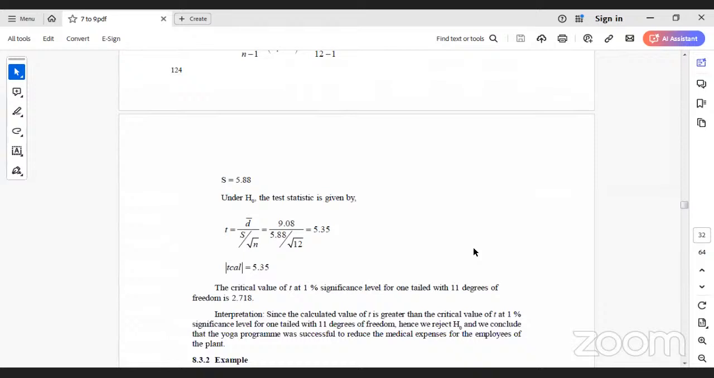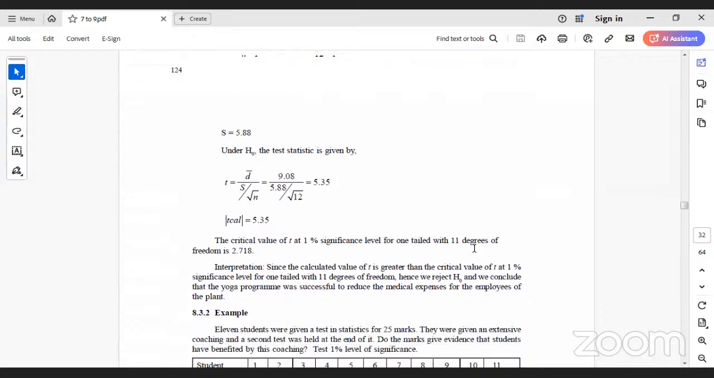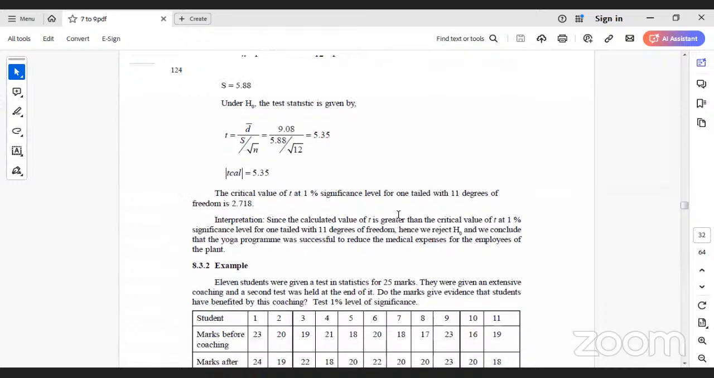Under H0, the test statistic is given by t is equal to d bar by s by root n, that is 9.08 by 5.88 by root 12, which is 5.3. The t calculated value is 5.35. The critical value of t at 1% significance level, one tail with 11 degrees of freedom, is 2.718, which we are taking here.